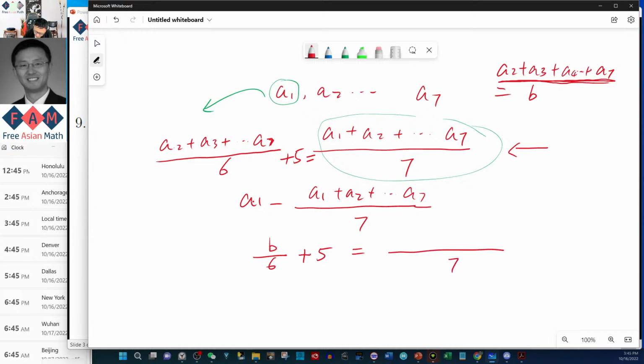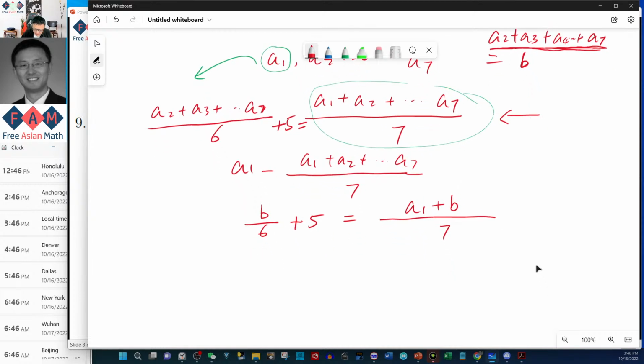Now we can write the original average as A1 plus B, right? Remember, we just specified that A2 plus all the way to A7 is B. This is not 6, this is the number B as a whole. So this is just A1 plus B. It's exactly the same thing. Now the equation looks much easier because we only have two variables: one is A1, the one that is removed, and B, which is the sum of the other 6.